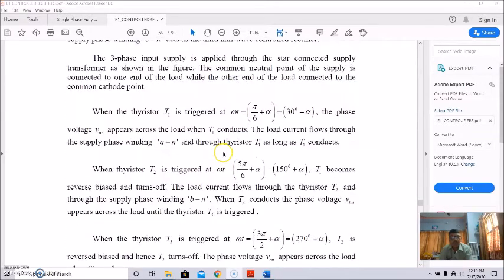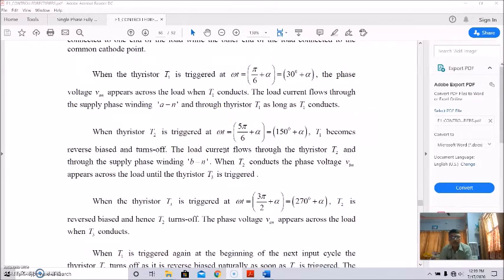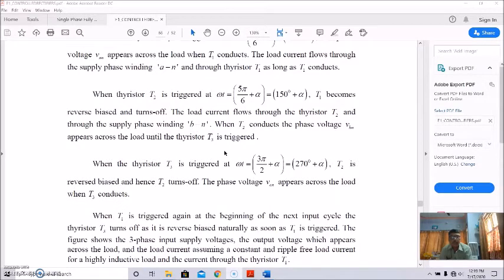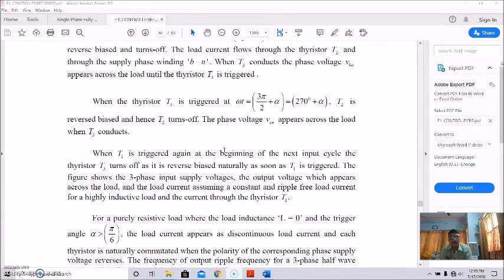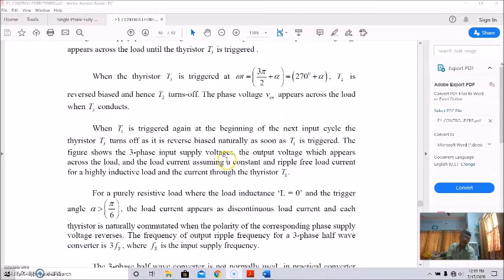So that is also being told here. For a purely resistive load, where the load inductance L equals 0 and the trigger angle alpha is greater than 30 degrees, that is pi by 6 radian, the load current appears as discontinuous load current, and each thyristor is naturally commutated when the polarity of the corresponding phase supply voltage reverses.